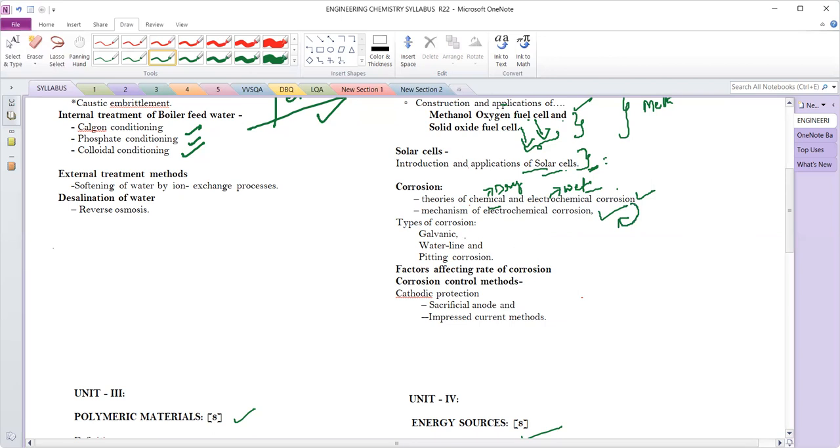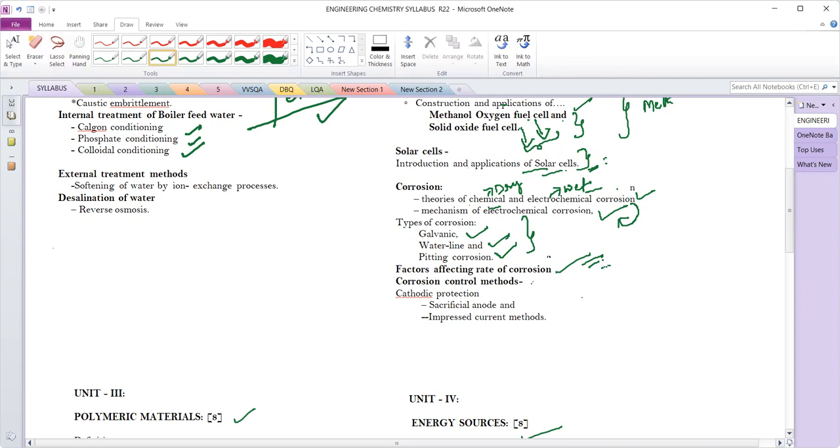Next one, coming to the types of corrosion: galvanic corrosion, waterline corrosion, pitting corrosion. Apart from these three, there are some other types of corrosion as well. But in your syllabus, only three types of corrosion are there, right? Next, the important thing which you have to understand whenever you learn the corrosion topic is the factors affecting the rate of corrosion. What are the different factors enhancing the rate of corrosion? That is also very important.